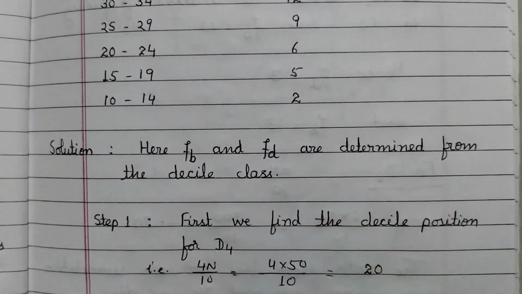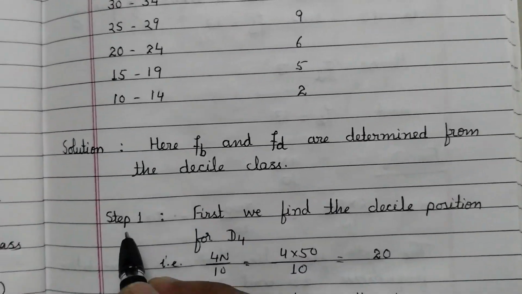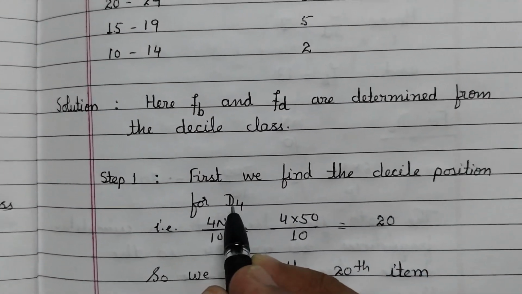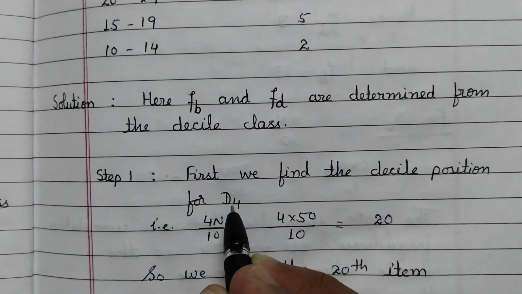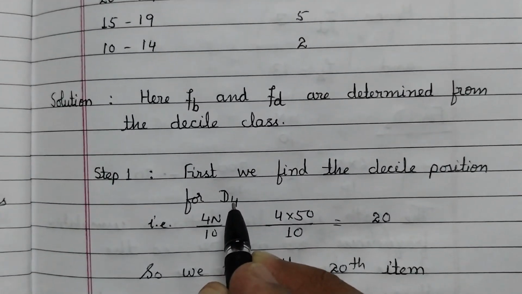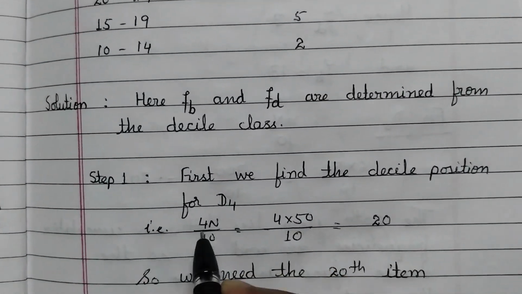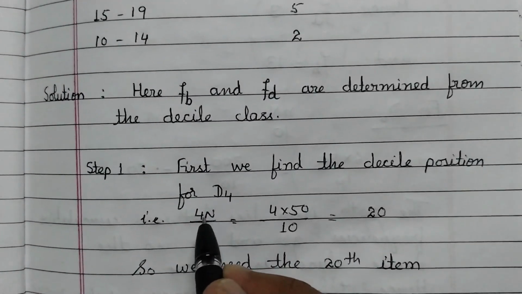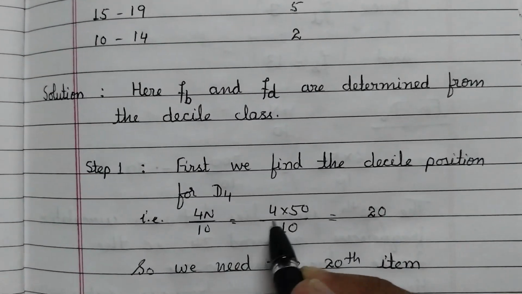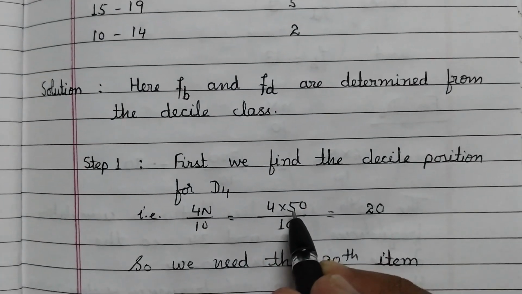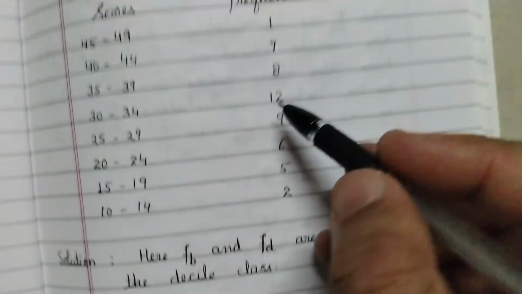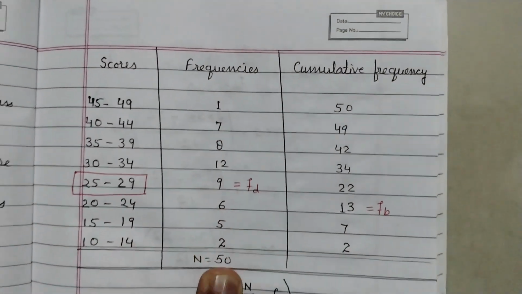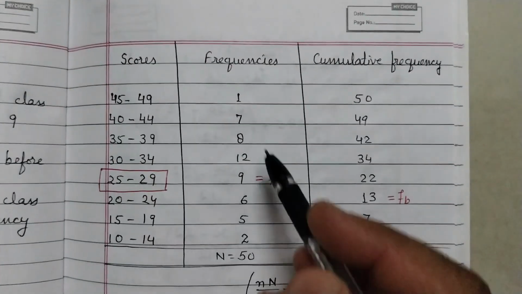So there are a few steps written here. Step 1. First we find the decile position for D4, because I have to calculate D4 and D6 in the given example. So for D4, that is 4n by 10, that means small n is equal to 4, 4n by 10. Here N is the total number of frequencies. On the next page I have written that the total number of frequencies is 50.